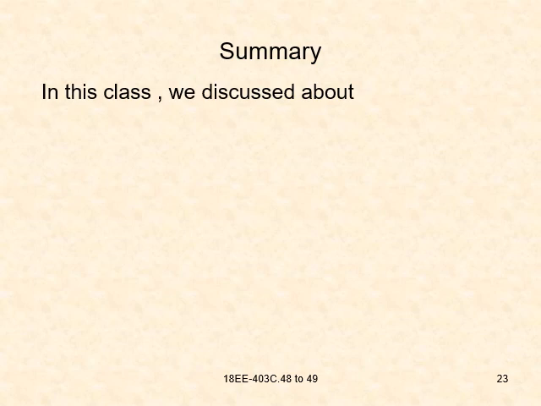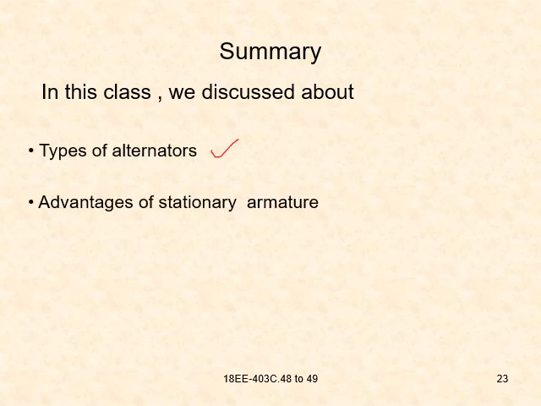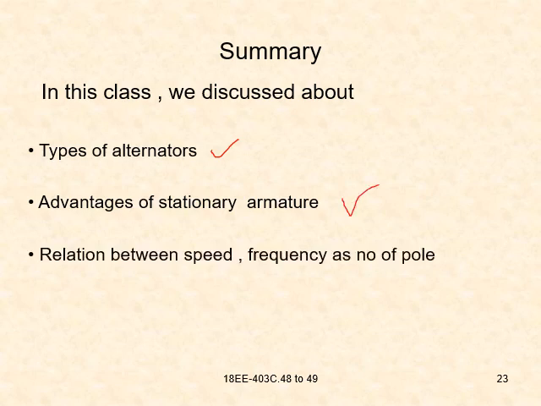So this is about the session. The summary is, in this class we have discussed types of alternators, advantages of stationary armature, and the relation between speed, frequency and number of poles.